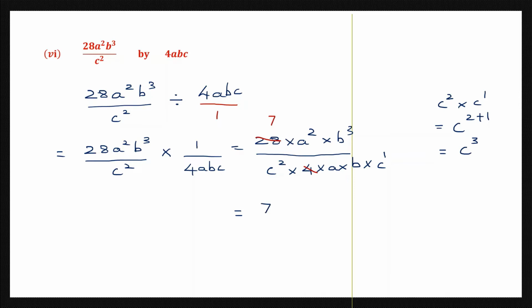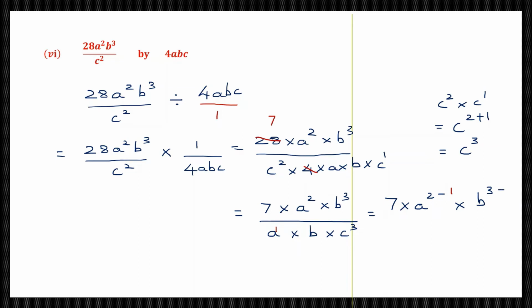So what do we have? 7 into a to the power of 2 into b to the power of 3. Then in the denominator, let's arrange it in order from a, b and c. We have a into b into c to the power of 3. So let's work this out. 7 into a to the power of 2 minus, I have 1 here, so minus 1, into b to the power of, I have 3 minus, and here I have 1, minus 1. So that's what we have in the numerator. Now in the denominator, since this has been taken, I only have c to the power of 3.